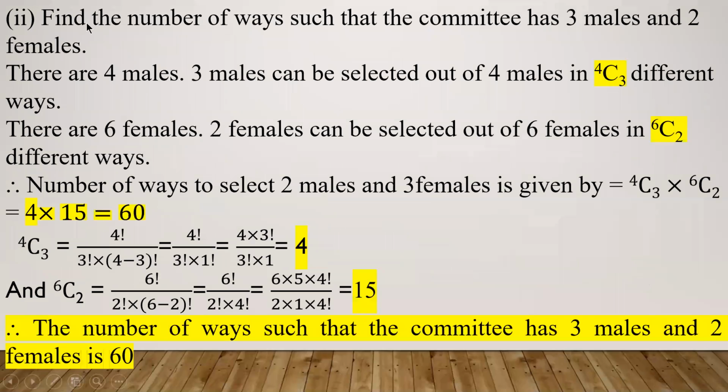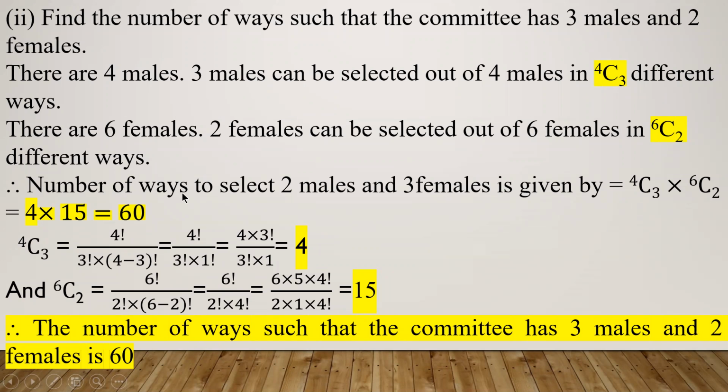What is the second question? Find the number of ways such that the committee has 3 males and 2 females. Now there are 4 males, correct? And we have to select 3 males. 3 males can be selected out of 4 males in 4C3 different ways. Similarly, there are 6 females and we have to select 2 females. So 2 females can be selected out of 6 females in 6C2 different ways.